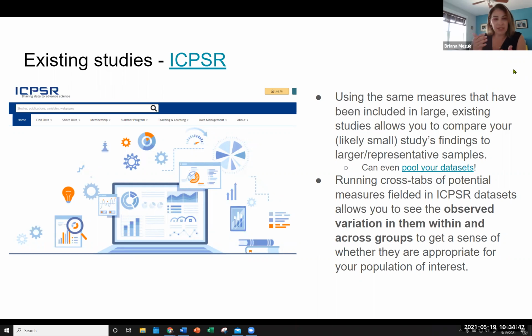It may also give you a sense of, you could actually do some psychometric analyses on it already to get a sense of whether this thing is behaving similarly in the groups that I'm interested in. And because ICPSR has so many different data sets, you could compare this across different samples. So that's the first place I would start.